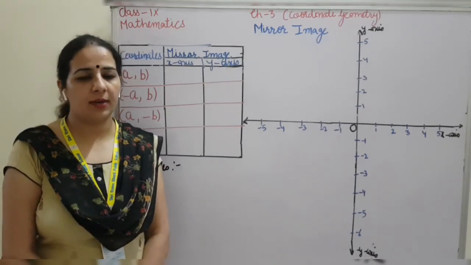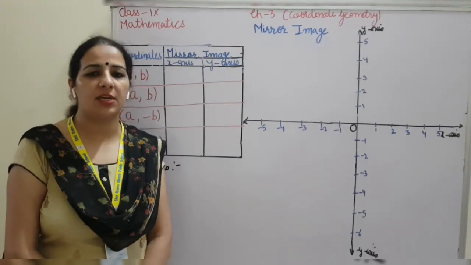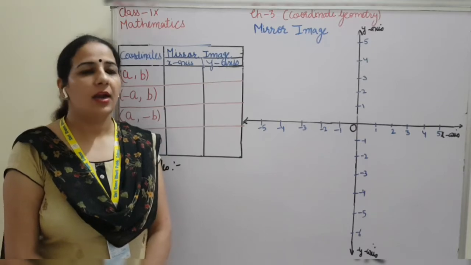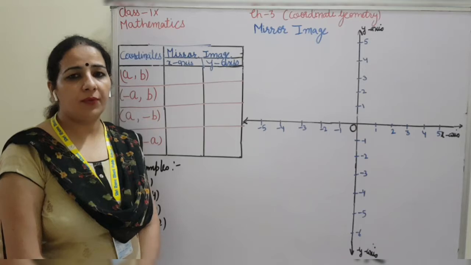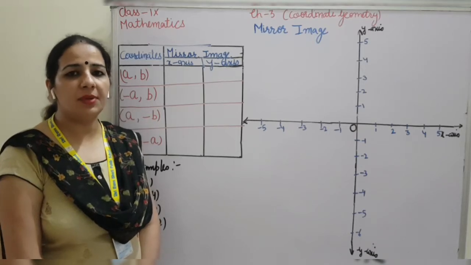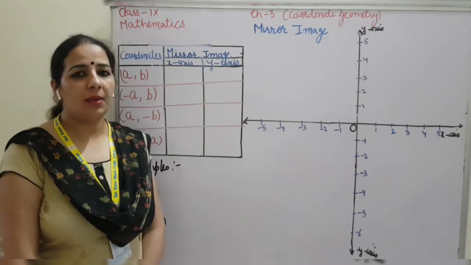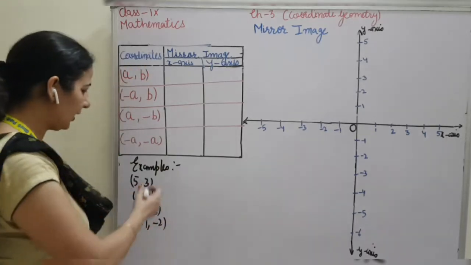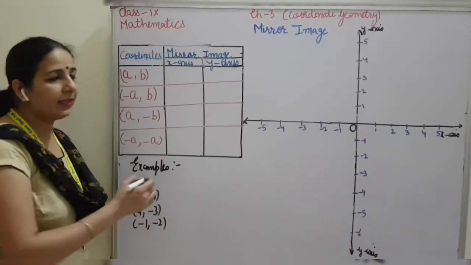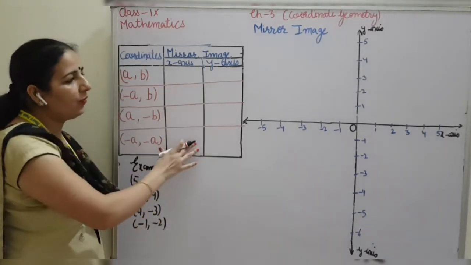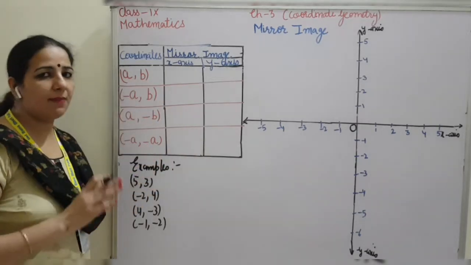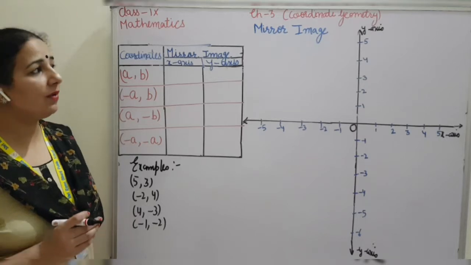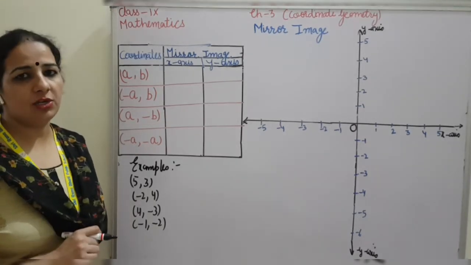As we have already completed our chapter coordinate geometry, chapter number 3 from R.D. Sharma, now I have taken one topic from R.D. Sharma, that is mirror image. So how will we draw the mirror image of a coordinate? I have taken some examples also, and at the end of the class I will tell you how to fill this table. If you are able to understand this table, then you will be able to plot each and every point, and you will find out the mirror image also.